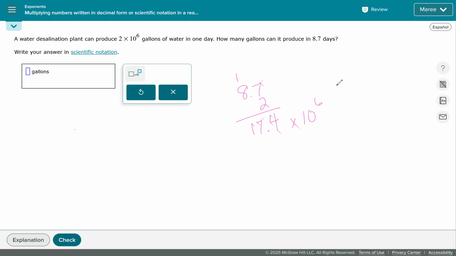Notice you just multiply the number part of your scientific notation with the other number, and then we have to change it into scientific notation. Because we have to go to the left one, we're going to add 1. If you have to go to the left, you add to your exponent. If you have to go to the right, you subtract from your exponent. So this is going to be 1.74 times 10 to the 7th.